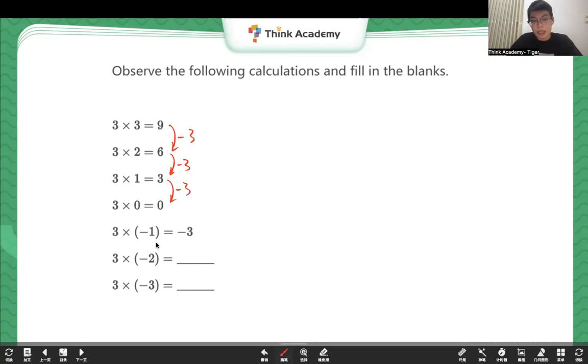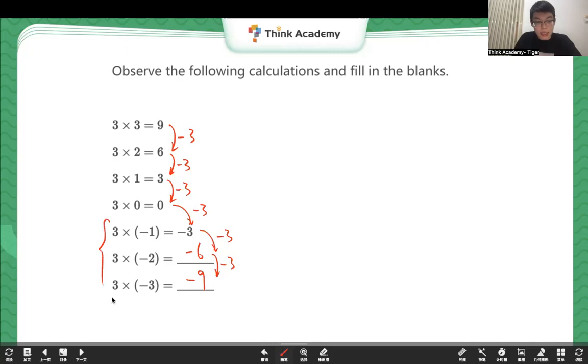What about 3 times minus 1? So minus 1 is 1 less than 0, right? So definitely 3 times minus 1 will be 3 less than 0. So 3 times minus 2 will be 3 less than minus 3, which is taking away 3 from minus 3. That moves minus 3 numbers further from 0. That goes to minus 6. And for the last one, again, we take away 3 from minus 6, and that ends up with minus 9.